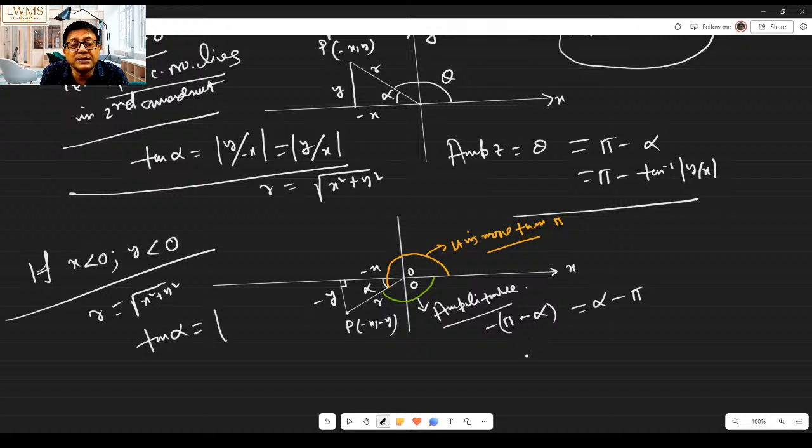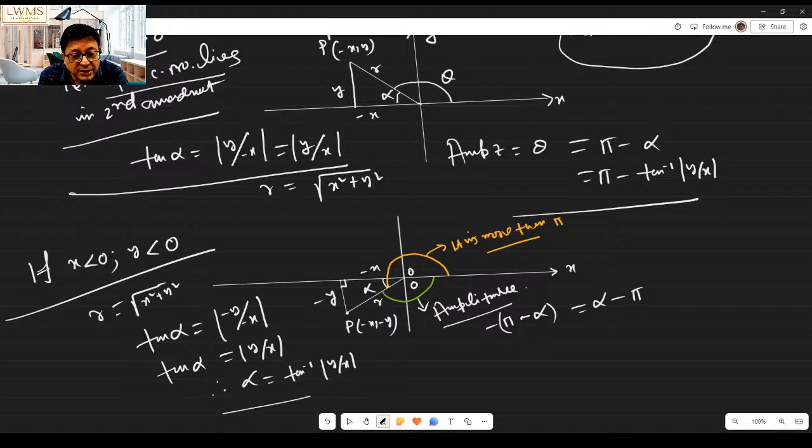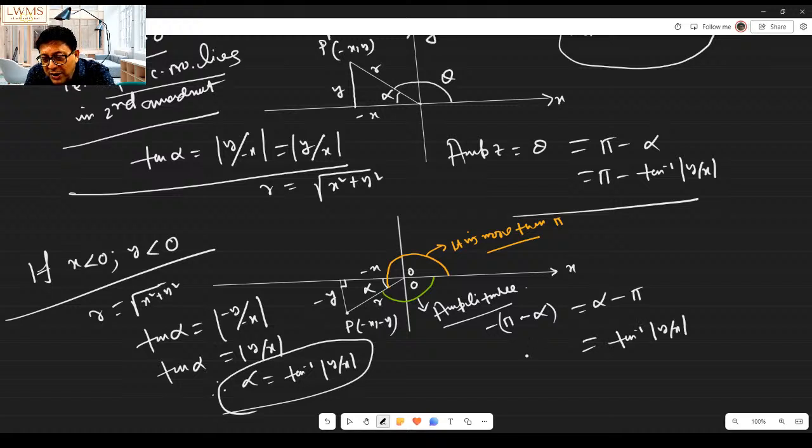Tan alpha, this is acute, no? You cannot take a negative sign over there. So you take this part, minus y by minus x, that is y by x. So alpha is what? Tan inverse mod y by x. So this is going to be tan inverse y by x minus pi. Alright, this is the amplitude.